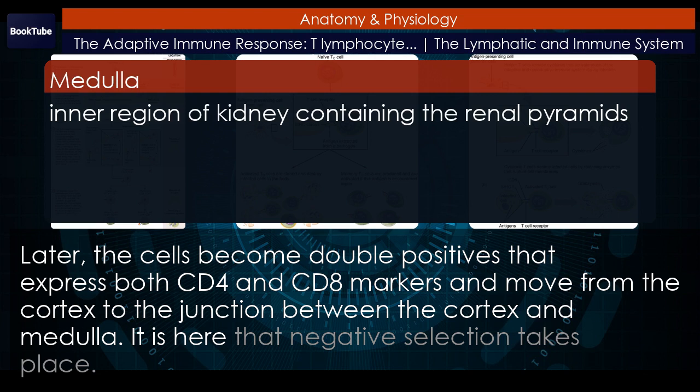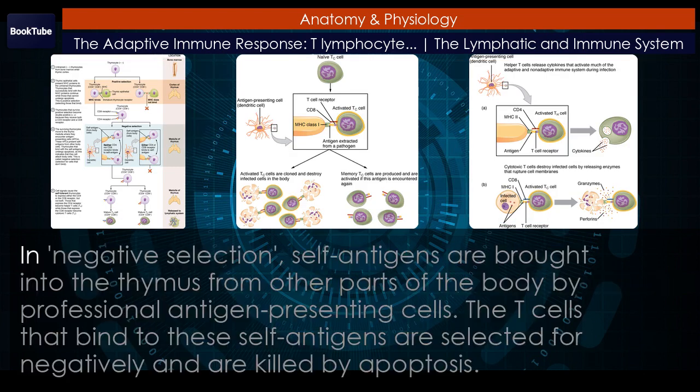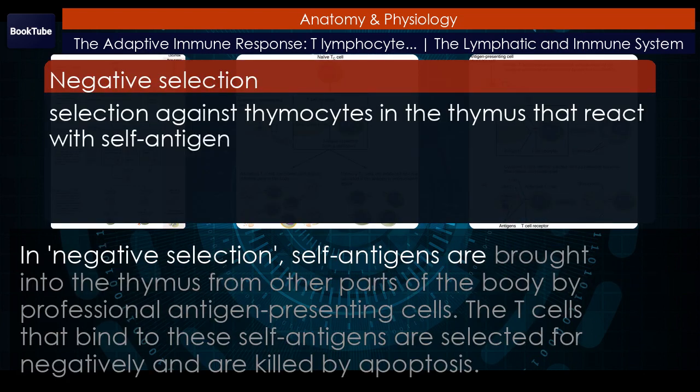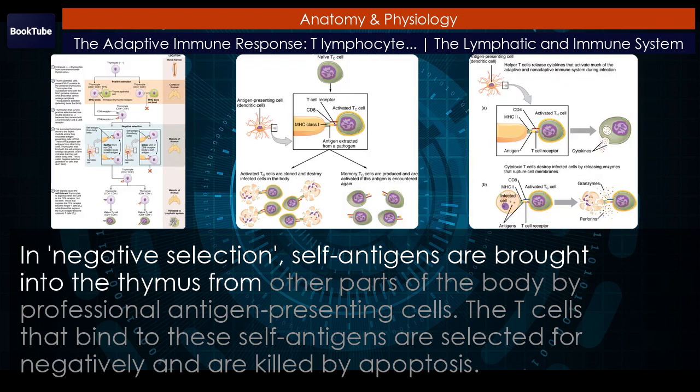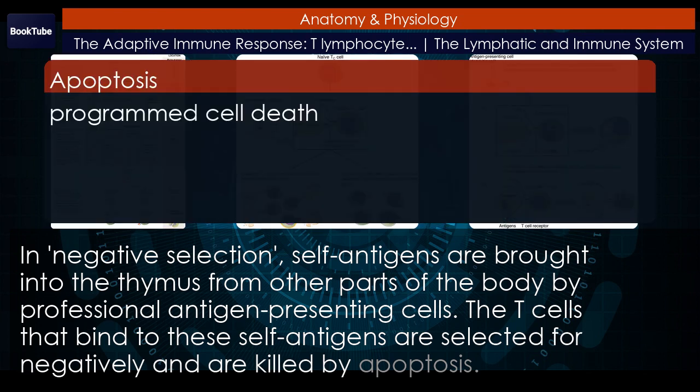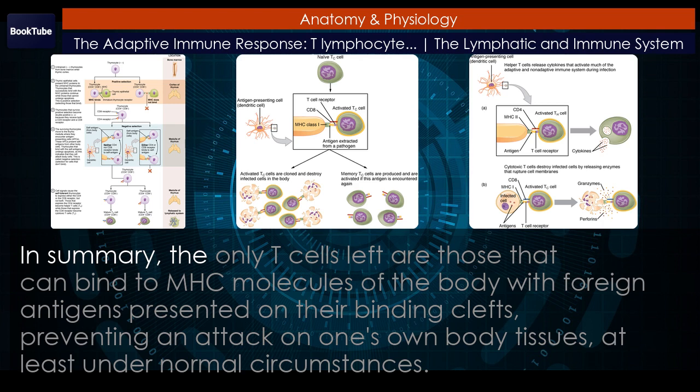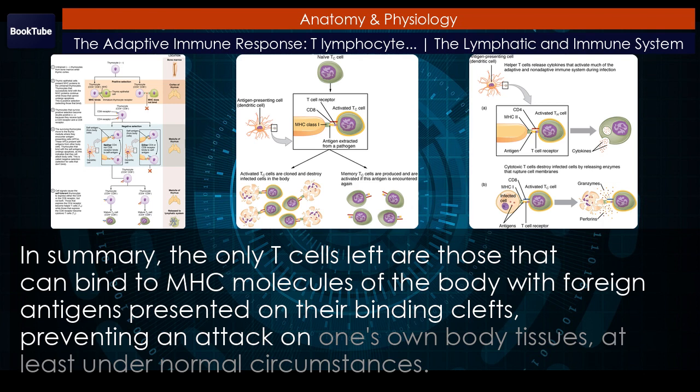It is here that negative selection takes place. In negative selection, self-antigens are brought into the thymus from other parts of the body by professional antigen-presenting cells. The T cells that bind to these self-antigens are selected for negatively and are killed by apoptosis. In summary, the only T cells left are those that can bind to MHC molecules of the body with foreign antigens presented on their binding clefts, preventing an attack on one's own body tissues.